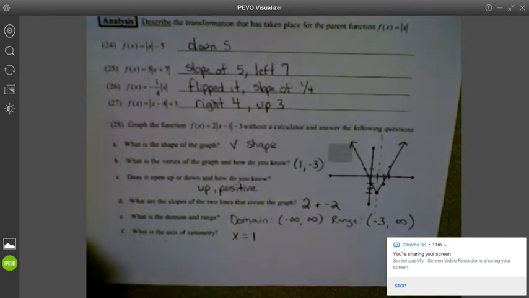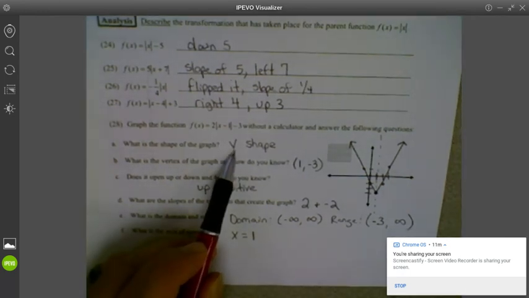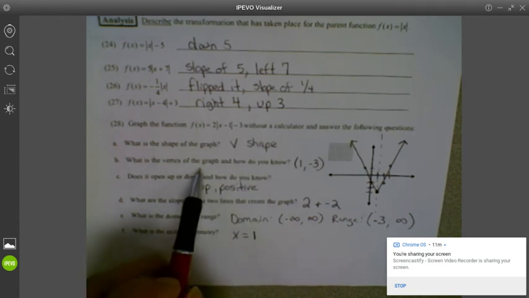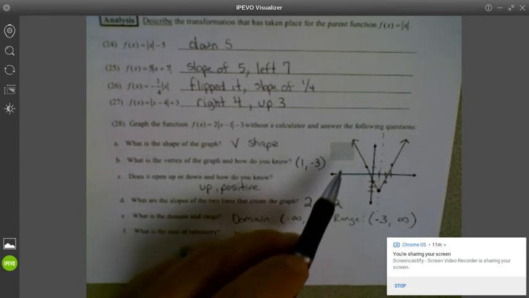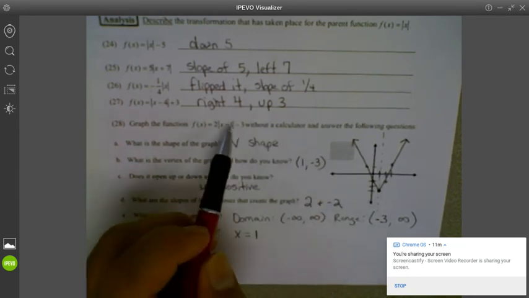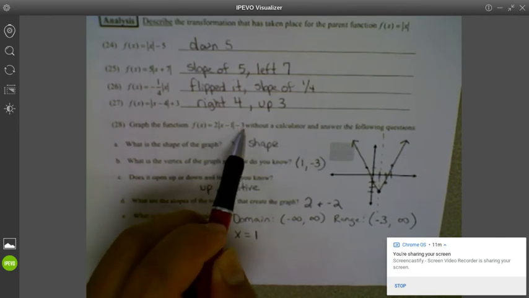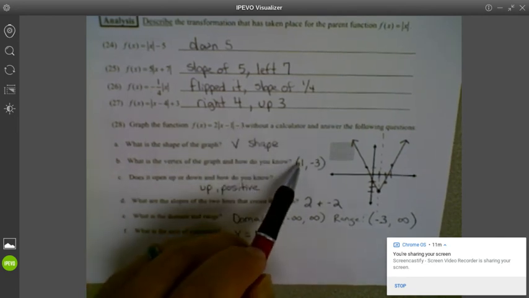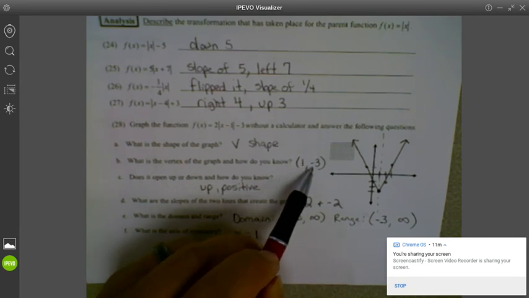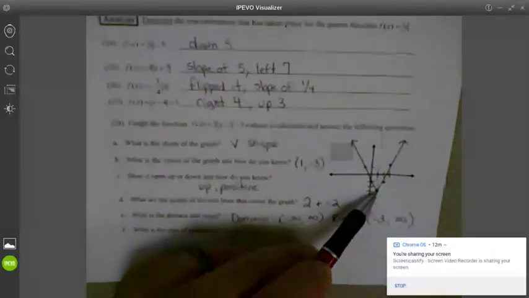So then we want to answer a couple questions about this new graph. What is the shape of it? It's a V shape, just like any absolute value function. What is the vertex of the graph, and how do you know? The vertex is that bottom point, that minimum point there. How you know is you can actually look at the equation. It's moved right 1 and it's moved down 3. So if I move right 1 from 0, I'm at positive 1. And if I move down 3 from 0, I'm at negative 3.